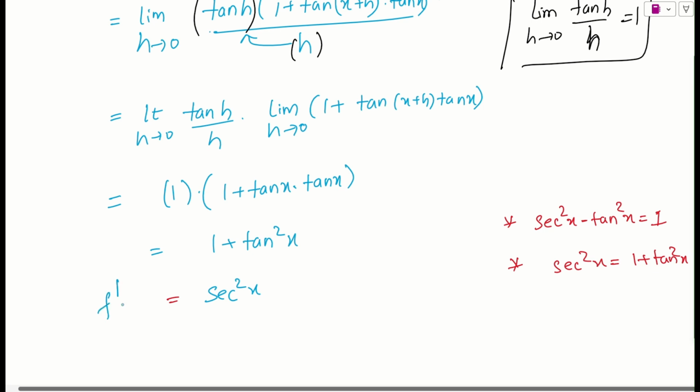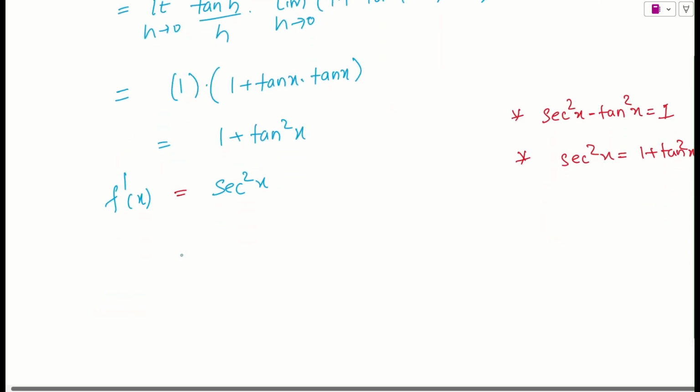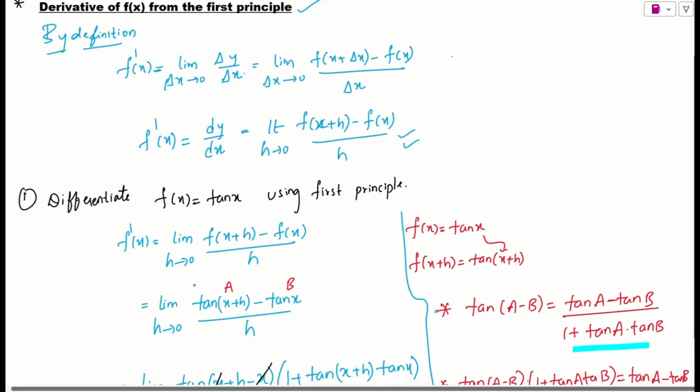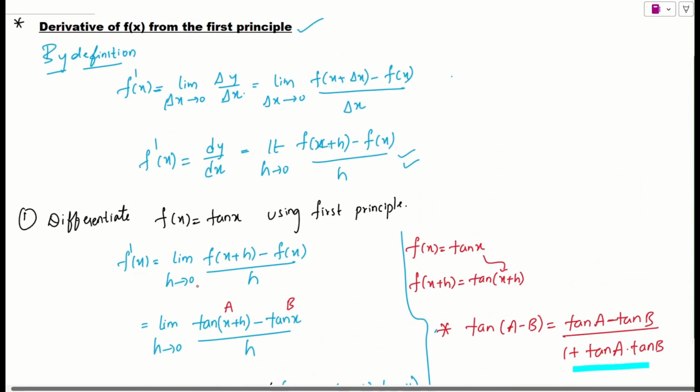This is what? This is f dash of x, right? Finally, what can we conclude? If f of x is tan x, we know that normally the derivative of tan x is nothing but secant square x. This is what I have proved. Is it okay? Yes. So try to note it down. I'll be doing more problems with the help of the first principle. Let us see. Okay. Thank you.